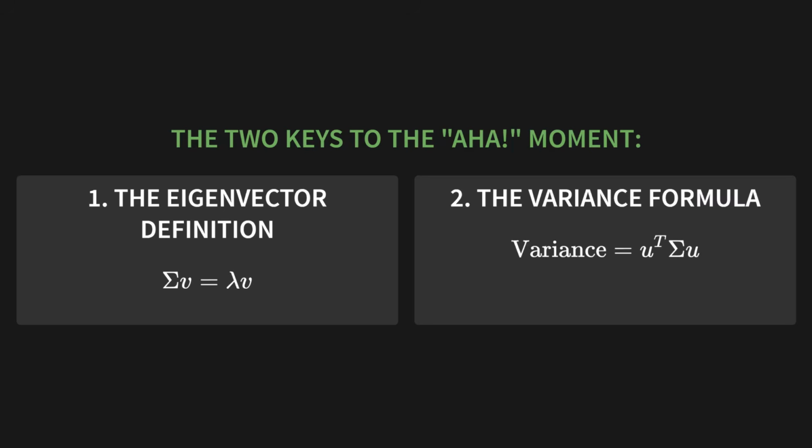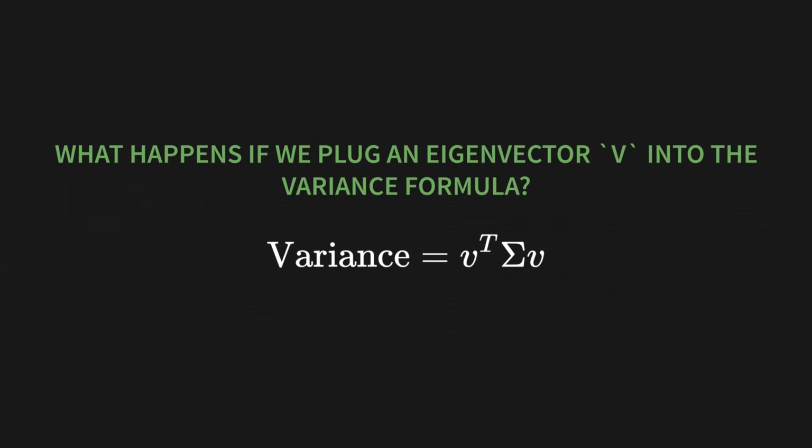First, the eigenvector definition, which you see on the left. Sigma v equals lambda v. A matrix times its eigenvector is just that same eigenvector scaled by a number, lambda. And second, the variance formula on the right. It turns out the variance we want to maximize can be written as U transpose sigma U.